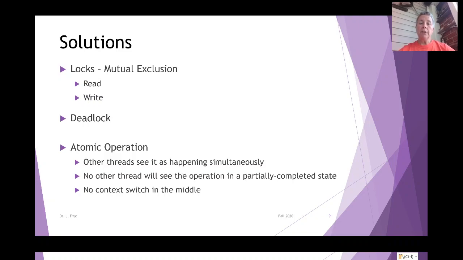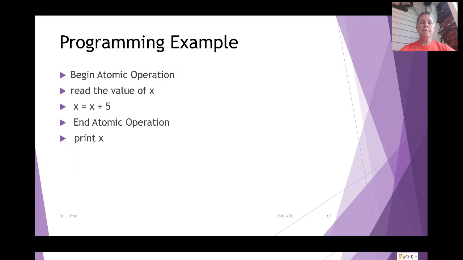When we get to multi-threaded, we'll talk a little bit more about atomic operations, but that's a very nice solution to avoid the race conditions. So for the example, you would have your atomic operation similar to our exclusive locks, but there are other issues with locks with blocking out. We have the atomic operation, we read the value, we do the addition and the assignment, and then we end the atomic operation.